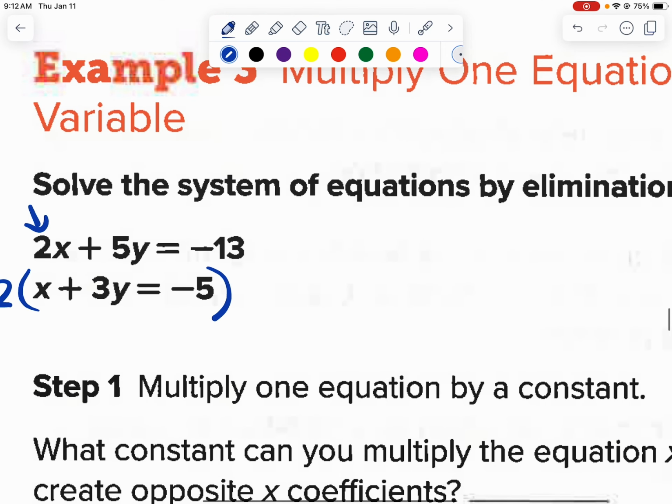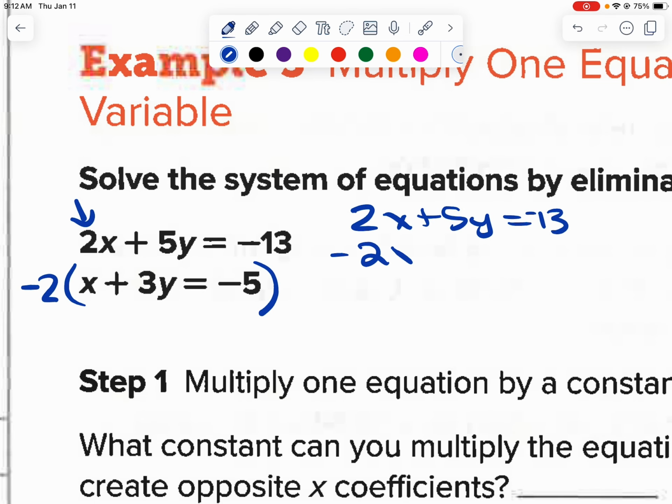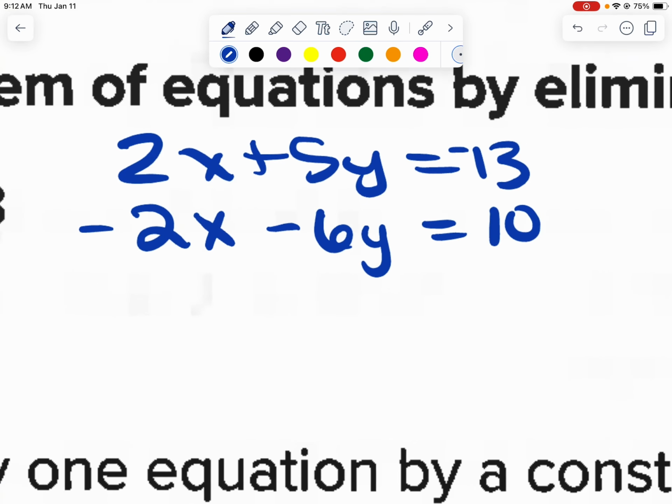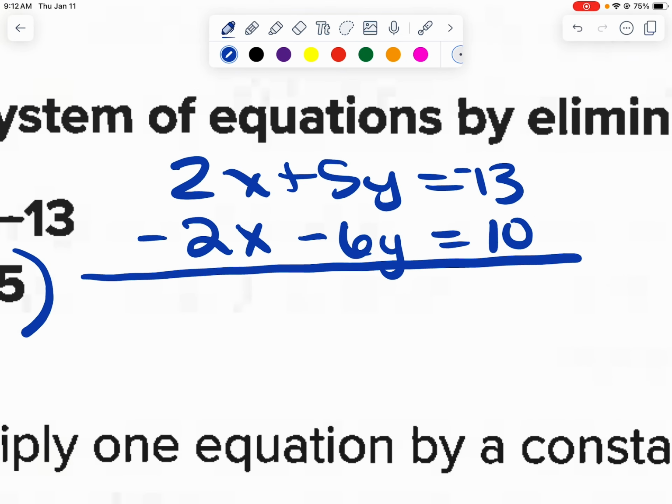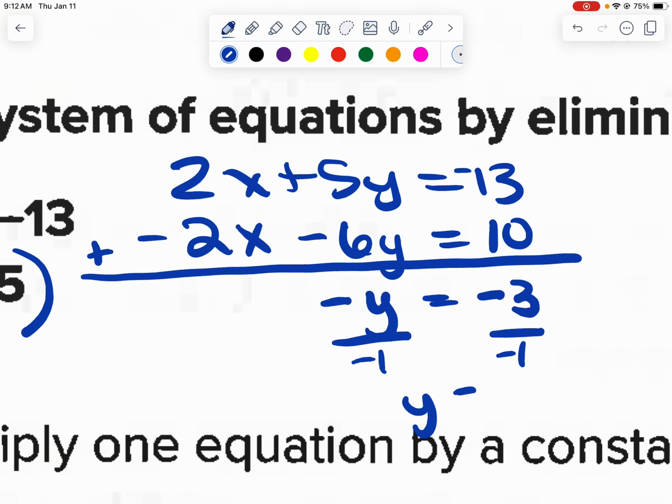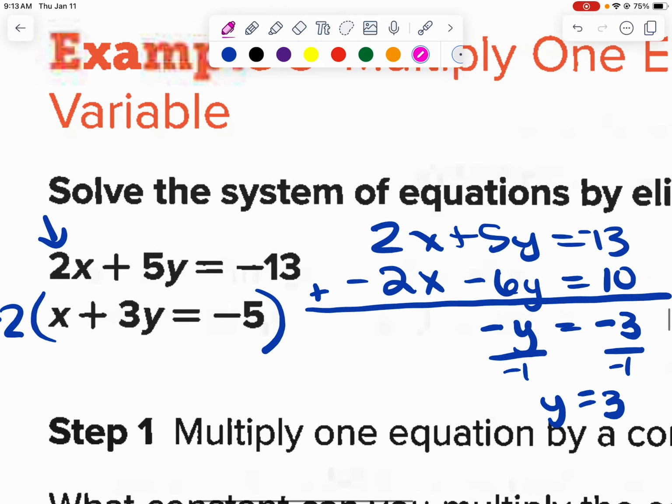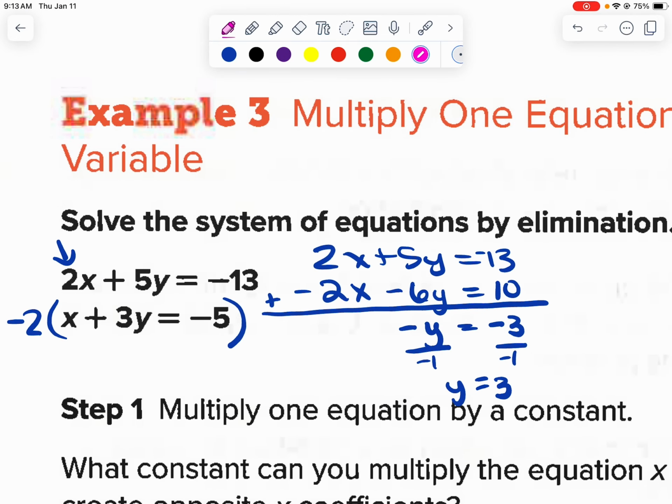When I do that, I would get 2x plus 5y equals negative 13. And my second equation would be -2x minus 6y equals 10. Now, these are opposites of each other. So those cancel out. This would get -y equals -3. Divide by -1 and get y equals 3. Then you pick one of the equations. I'm actually going to pick the bottom one. X plus 3y equals -5.